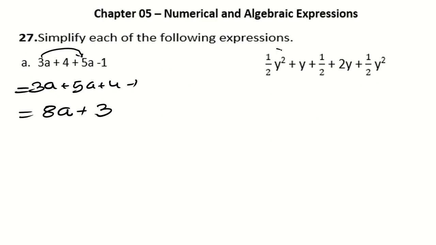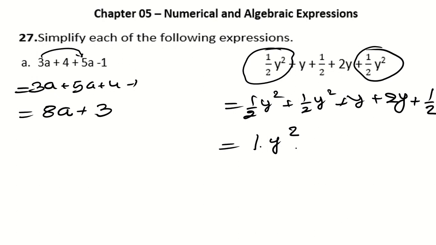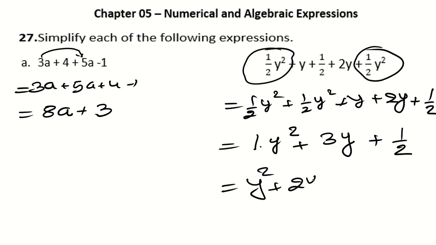Next is, now this may be a little challenging question for you. Now like terms are with y square, y square. I told you variable and power both should be the same, only then it will be the like term. So half y square plus half y square, plus y plus 2y because they are the like terms, and plus half. Now you see half y square plus half y square, it means it will be 1 y square, half plus half 1, y plus 2y means 3y plus half. So this is y square plus 3y plus half will be the answer.